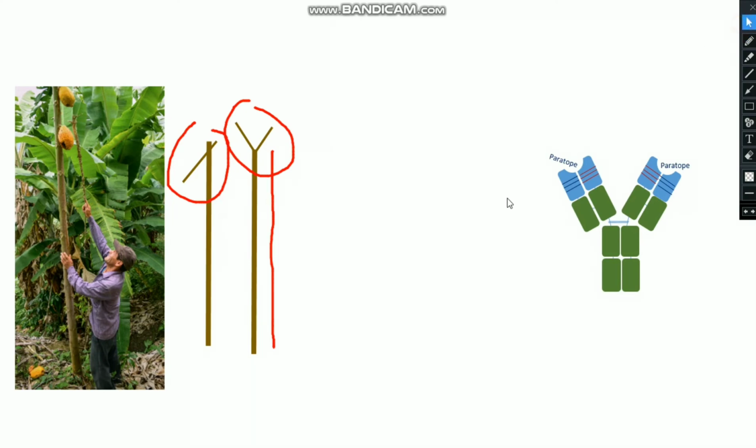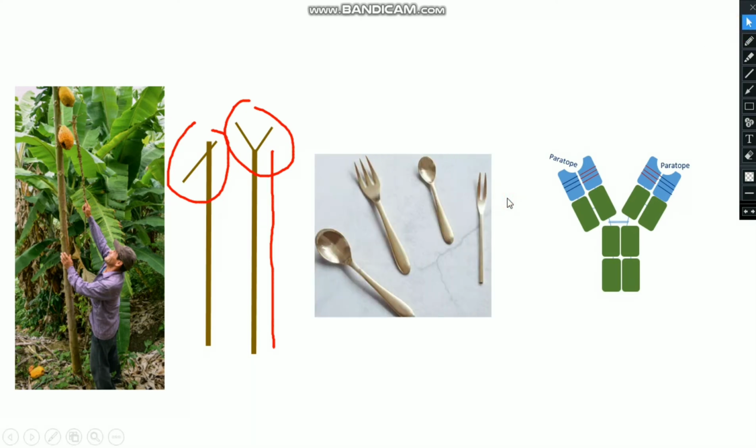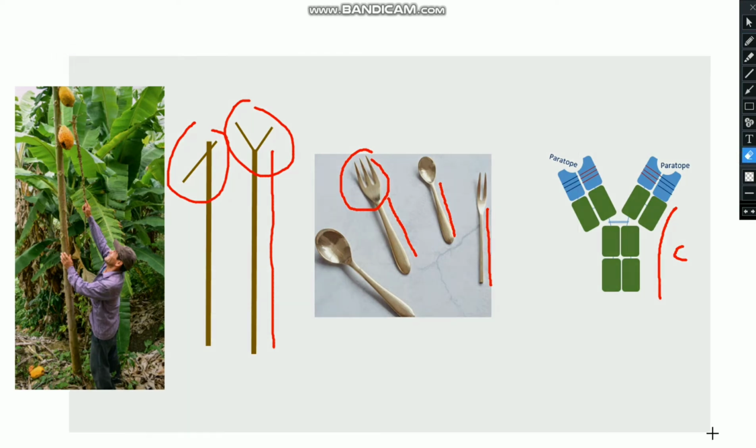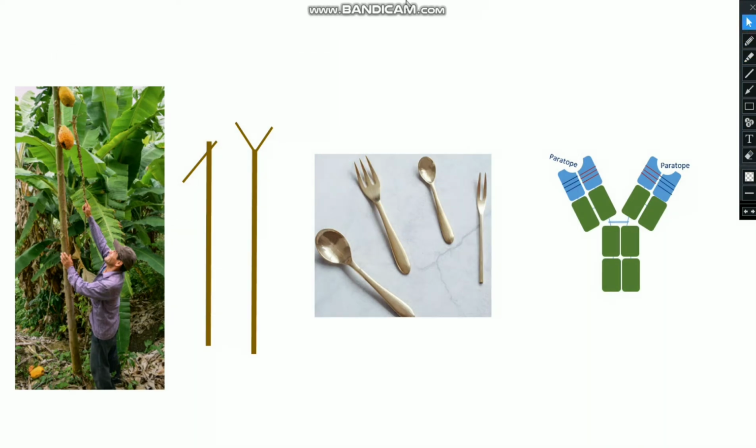And also if you see another kind of tool, like this spoon, it has some constant part. This constant part is always the same in all kinds of spoons, but the head always changes depending on the situation, right? If we compare with the antibody, this antibody also has a constant part, and this constant part is just to hold this variable part, and this variable part changes according to the antigen structure. All right. So I hope this example is very useful.